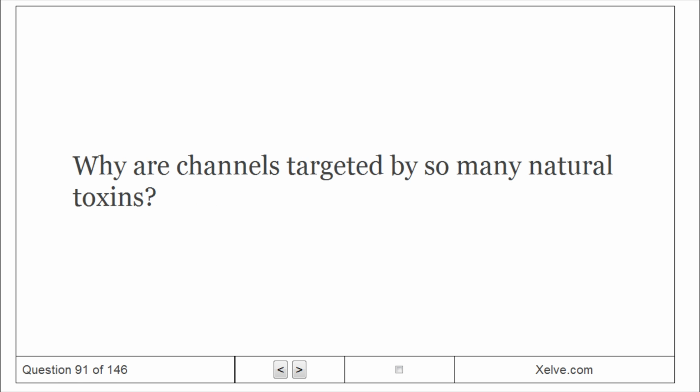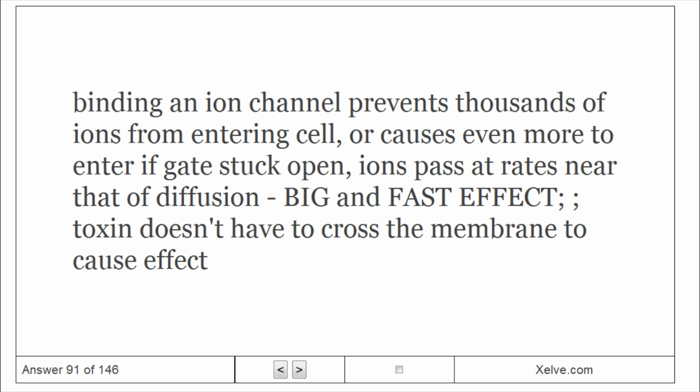Why are channels targeted by so many natural toxins? Binding an ion channel prevents thousands of ions from entering the cell, or causes even more to enter. If gates are stuck open, ions pass at rates near that of diffusion, big and fast to effect. Toxin doesn't have to cross the membrane to cause effect.